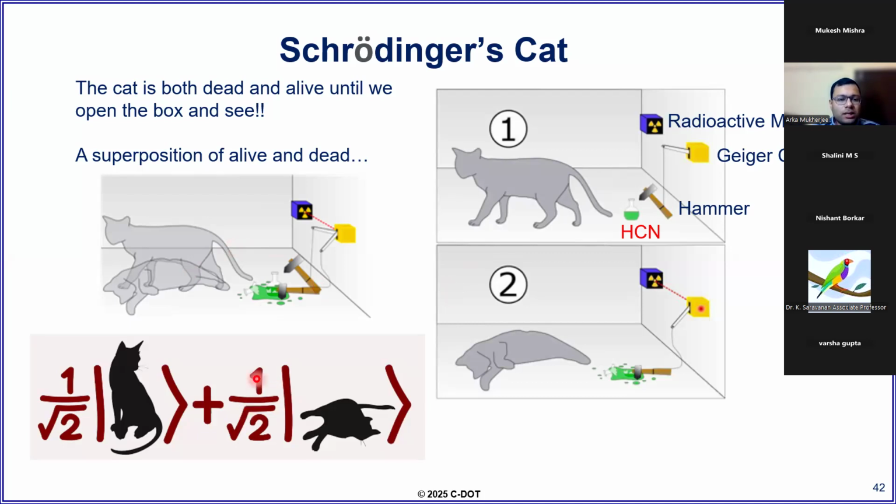Here you see 1 by root 2, because mod alpha squared and mod beta squared will each be half. So there is a 50-50 probability that the cat is either dead or alive, until you observe it. But if you observe, like opening the door, you will find the cat alive if the radioactive element has not decayed, or dead if the radioactive element has decayed. This is the basic concept of superposition, given through a thought experiment.